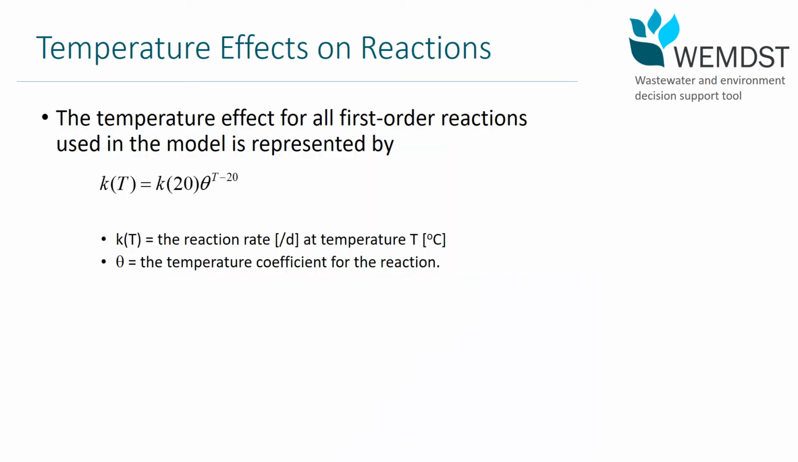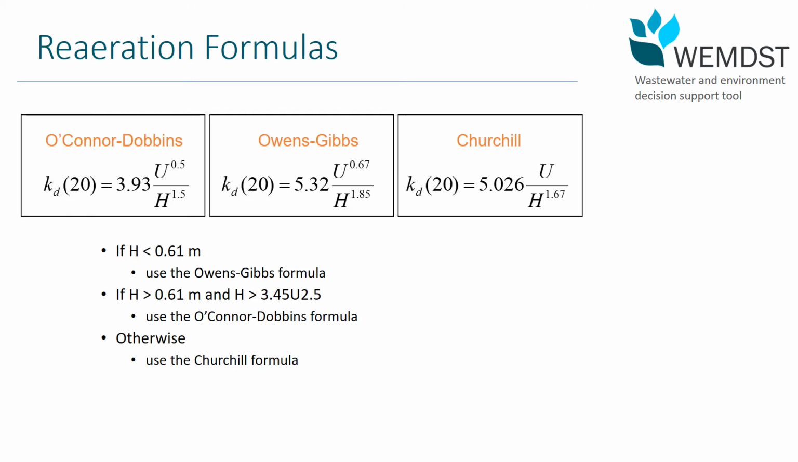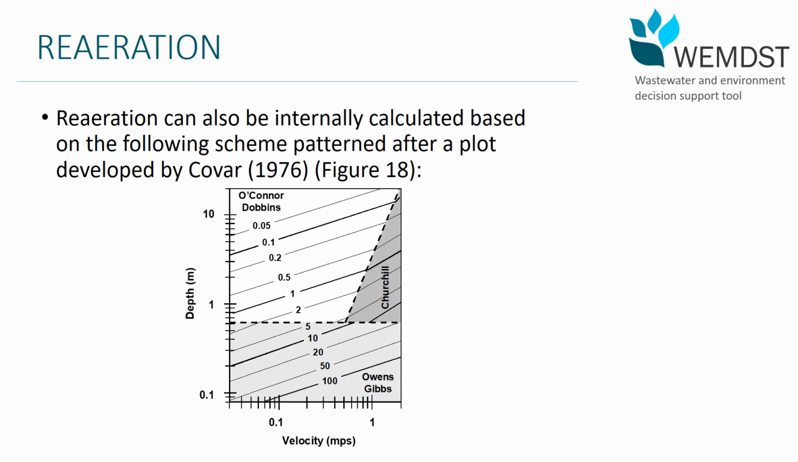And some other insights. What is also heavily affecting the equations? The temperature effects for all first order reactions used in the model are represented by this equation. The aeration formulas are quite important, and they are different depending on the water depth. Water depth was calculated based upon the Manning formula as seen at the beginning of my presentation. Reaeration, you can see, is also a function of the velocity and the depth, and we see which equations are governing which area of this graph.